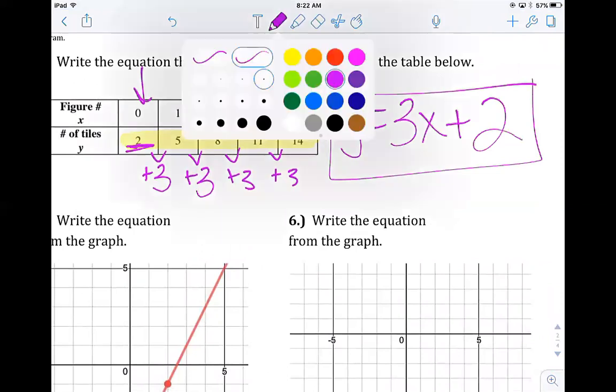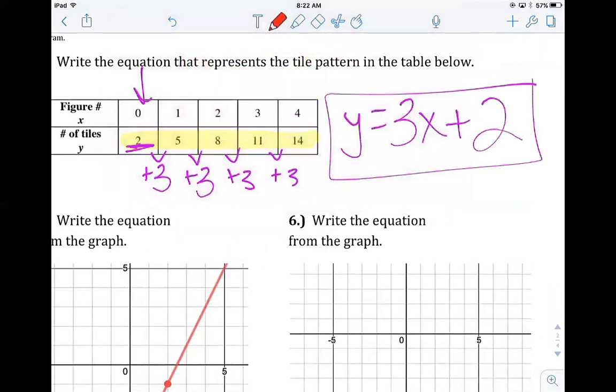Again, checking it is a great idea. Let's say we plug in the number 2. 3 times 2 is 6. 6 plus 2 is 8.